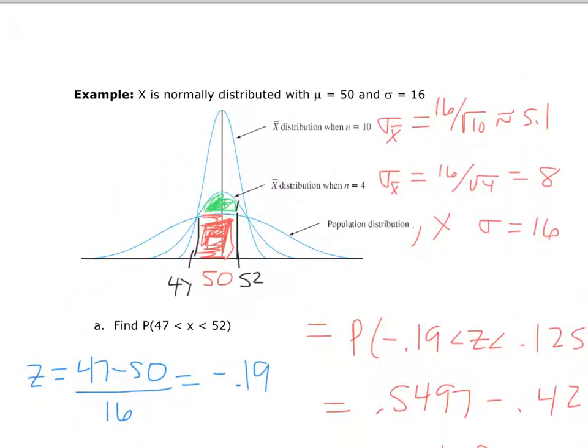Still between 47 and 52. But now we go up to this density curve for n equals 10. And we have a smaller standard deviation. So the peak is higher and there is more area, so a larger probability.